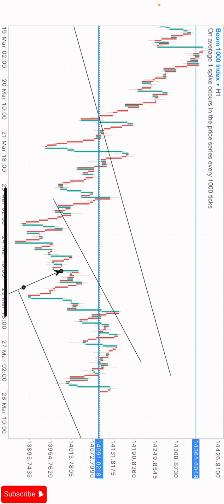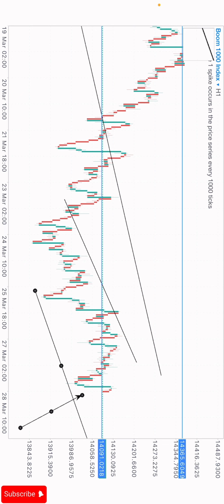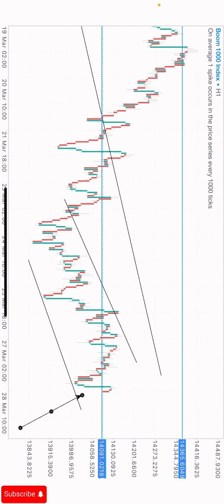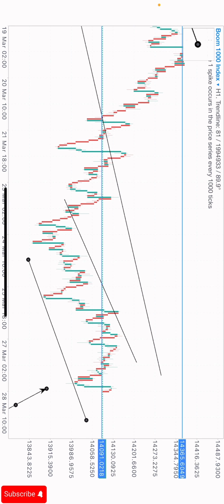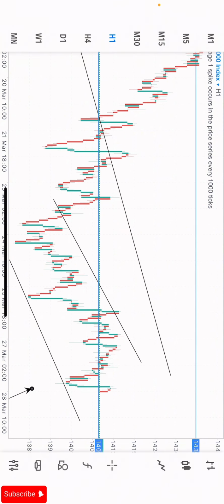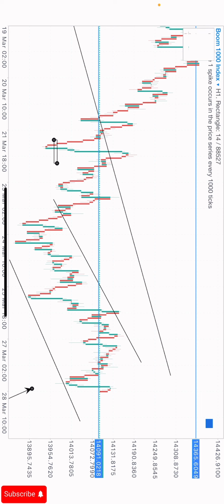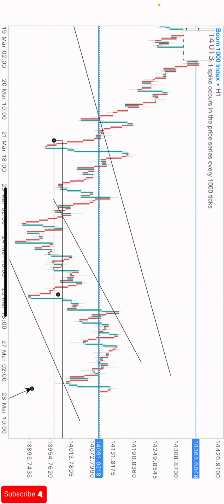So you can see that this market, the 1000 index, is in an uptrend on the 4-hour time frame, and it's clearly seen on the 1-hour time frame here. So I spot this market direction. Remember, I'm focusing on the buy side of the market, right? And I took this trade.